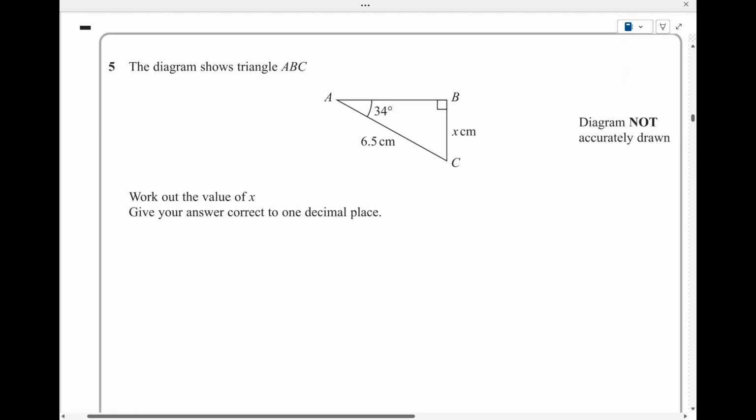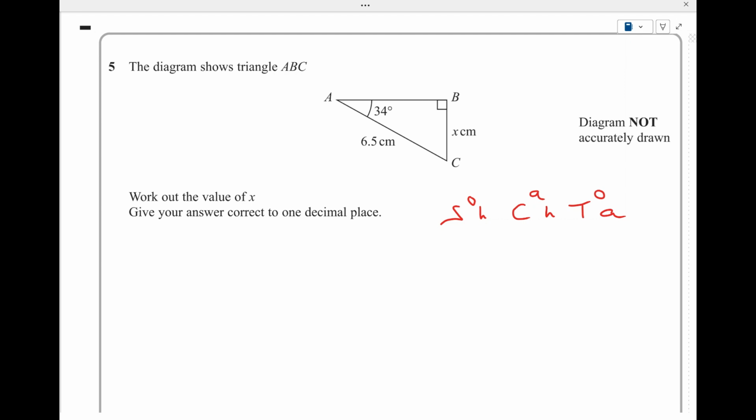Question 5. Now I haven't read the question yet, but I'm looking at this diagram, and I'm seeing a right-angled triangle, so I'm thinking Pythagoras, or I'm thinking trigonometry. And looking at this, I'm only given one of the side lengths, aren't I? So this is going to be a question involving trigonometry, or involving SOHCAHTOA. So now let's have a look at the question and check that we're right.